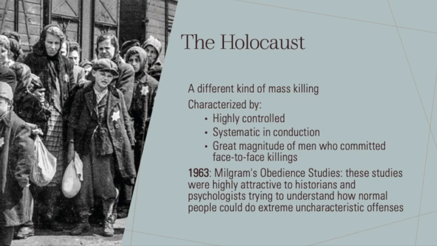However, when Milgram came out with his obedience studies, and this was around 1963, Stanley Milgram's experiments were highly attractive to people because they were trying to understand how this genocide could have occurred. To put this into context, I'd like to discuss one of Milgram's obedience studies and how the particular study is the beginning of understanding how normal people can do extremely uncharacteristic acts. So let's take a look.